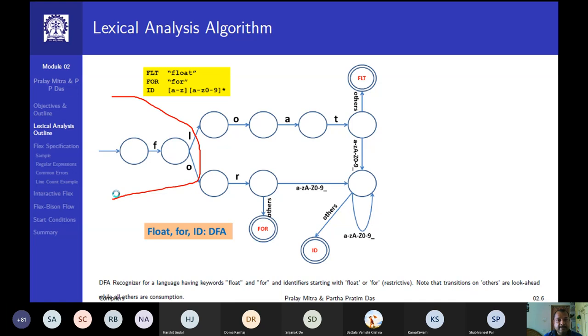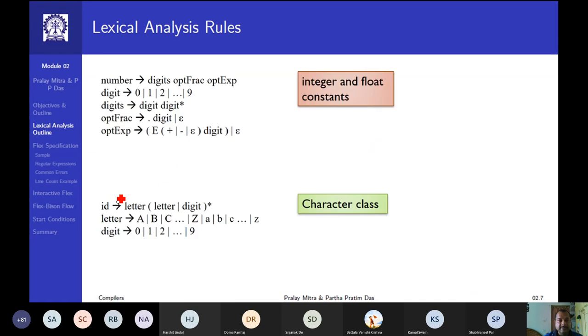Right? Let us take two examples. In the first example, we will show the integer and float constants. And in the second example, we will discuss the identifier using the character class. So in this constant, integer and floating point, here you can see the production rule. So number derives to digits.